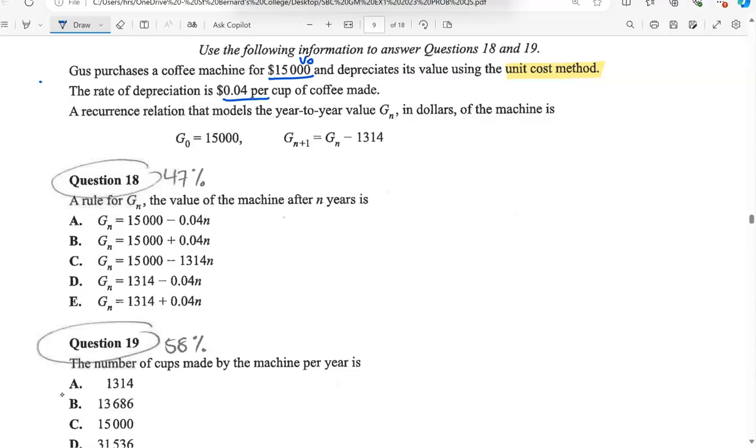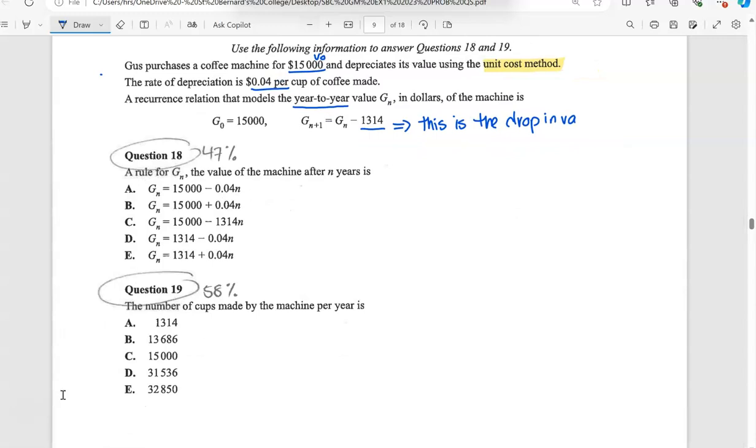Now, it says the recurrence relation models. You have to be careful. This is a year-to-year formula. So the machine is dropping by this much in a year, but they said it's dropping because of uses. This is the drop, and you have to be careful. This is how they're starting to trap you. This is the drop in value after 1 year of uses. So it's not the time period that's making it drop in value. It's because it's getting used within the year.